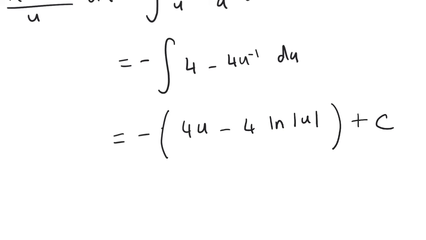Okay, so now I can put the negatives back in. Are we ready? So I actually get 4 ln of u minus 4u plus c. Okay, because I've just multiplied that negative out. What was u again?